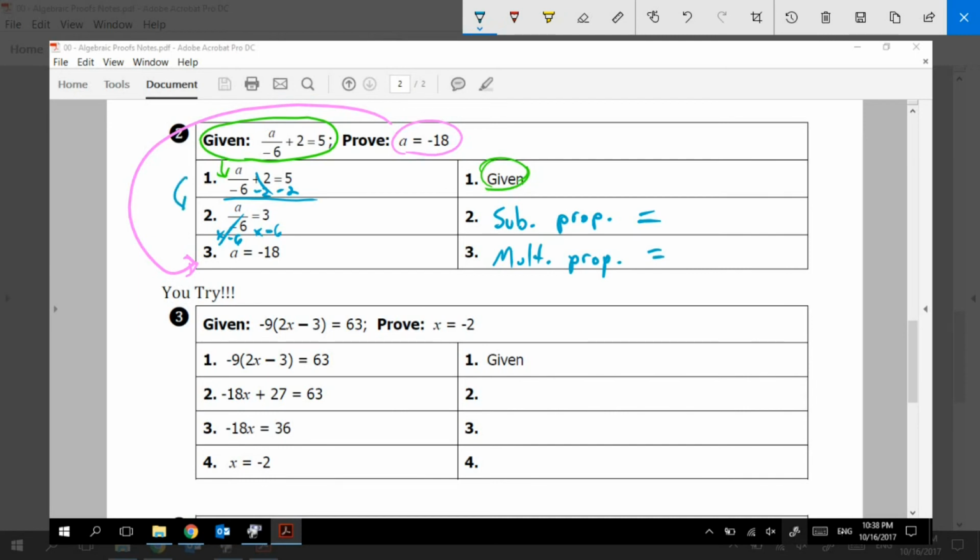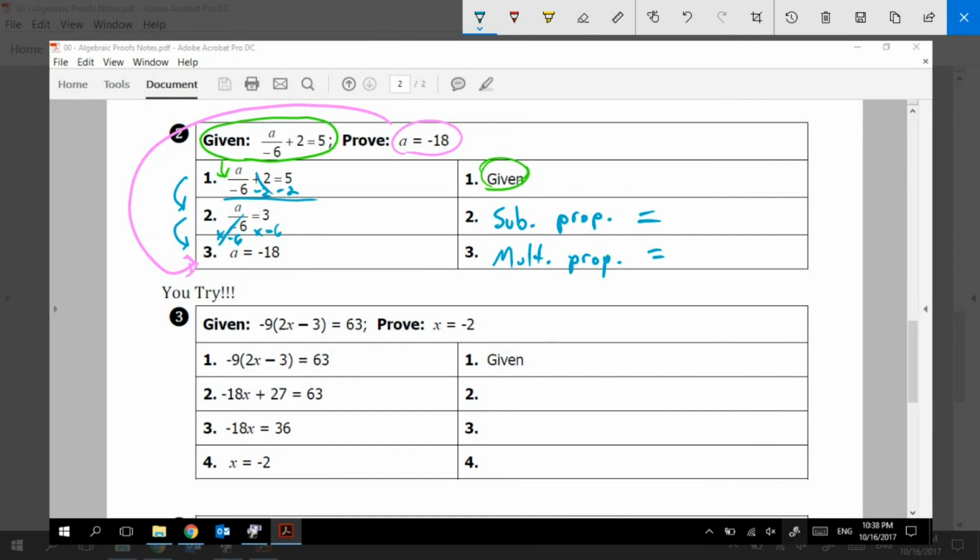So how do I get from this step to this step? How did I get from 2 to 3? Every single step you're telling me which property you used. And now we're going to do one more together before you guys try the rest. So number 3. Oh, this one says you try, but I'm going to do it with you guys anyways. Look at me. All right, so this time they give you that -9 times 2x minus 3 equals 63. And we're going to prove that x equals -2.